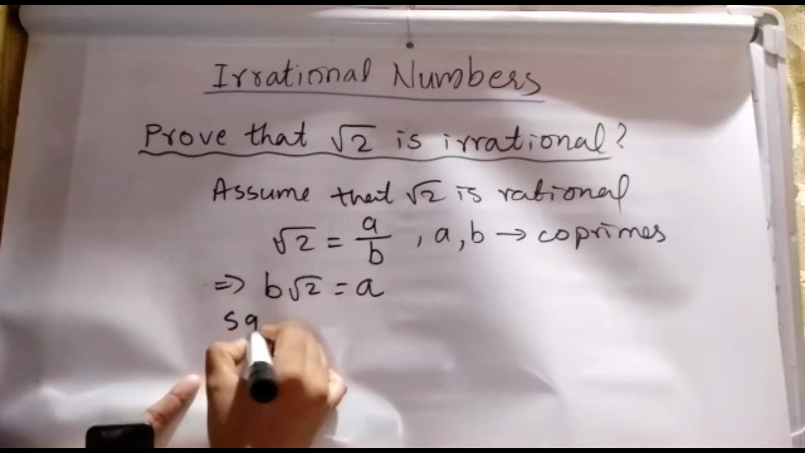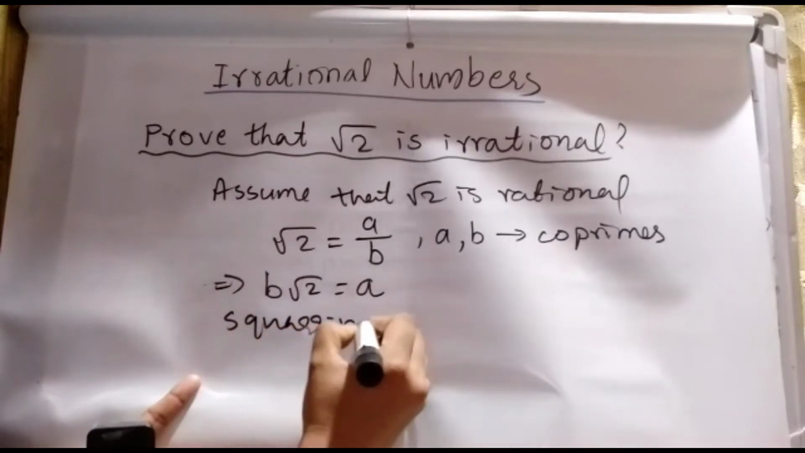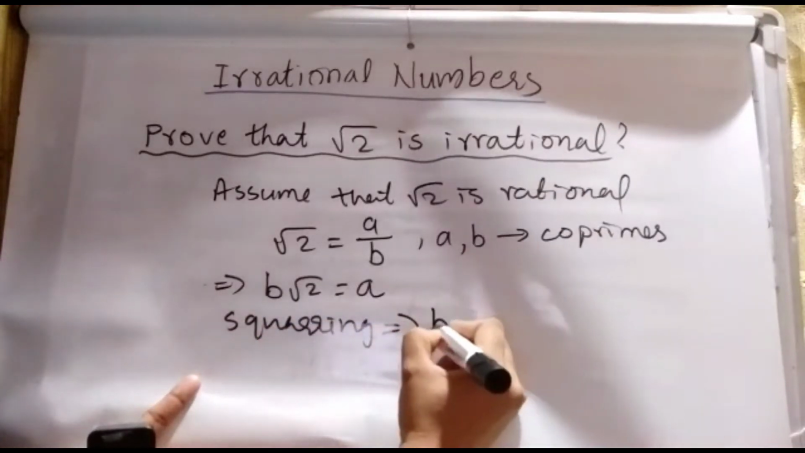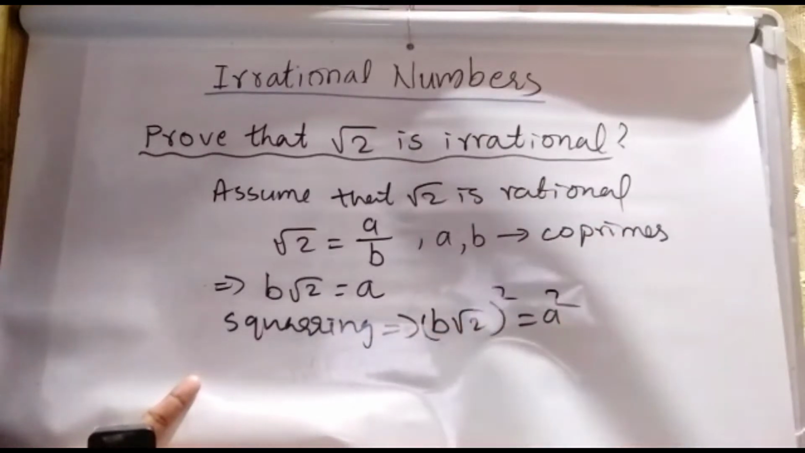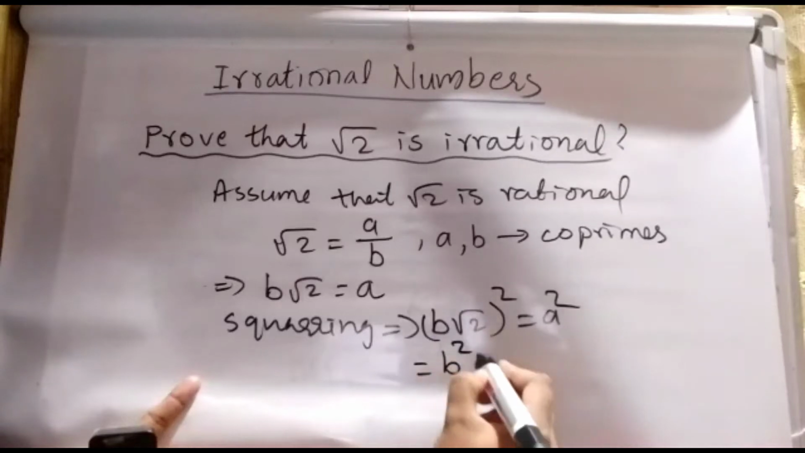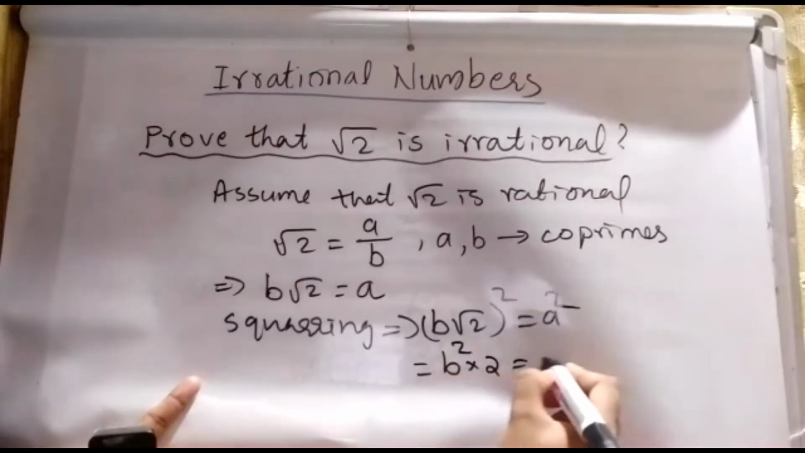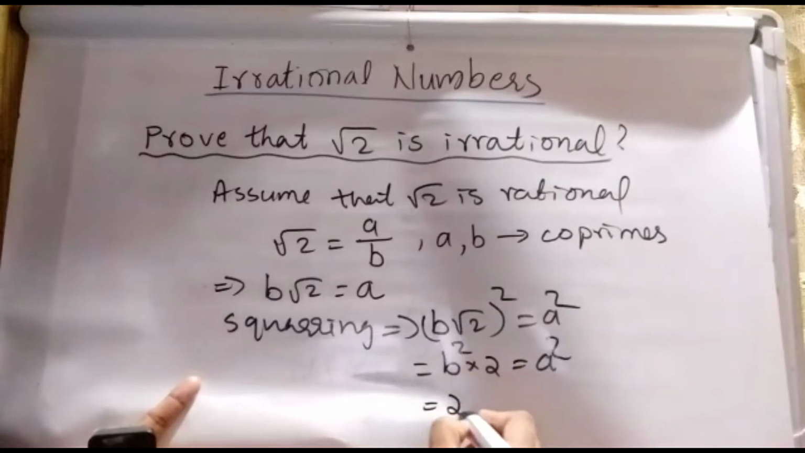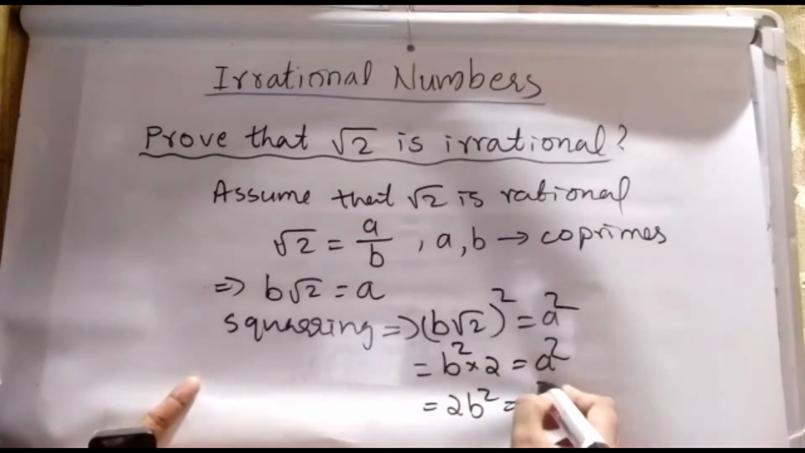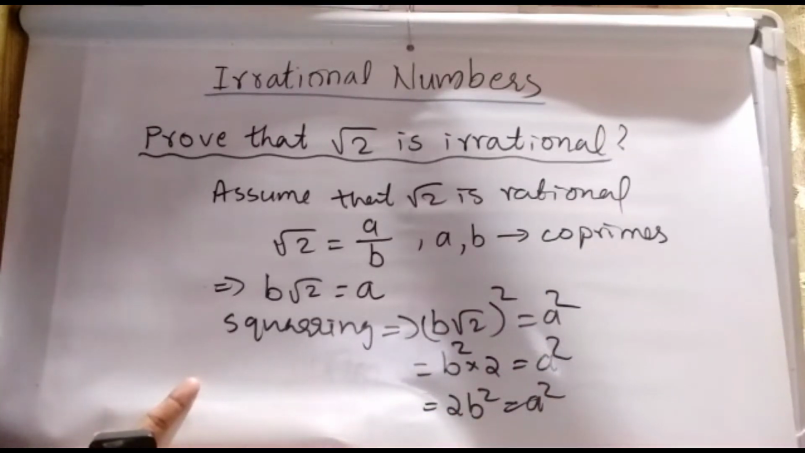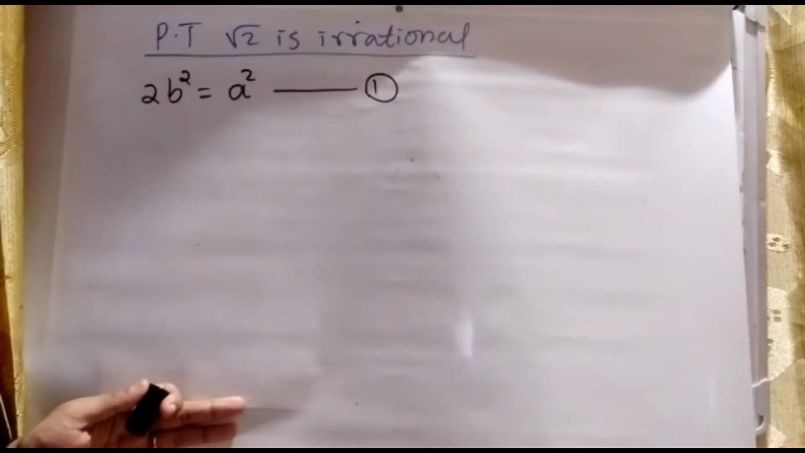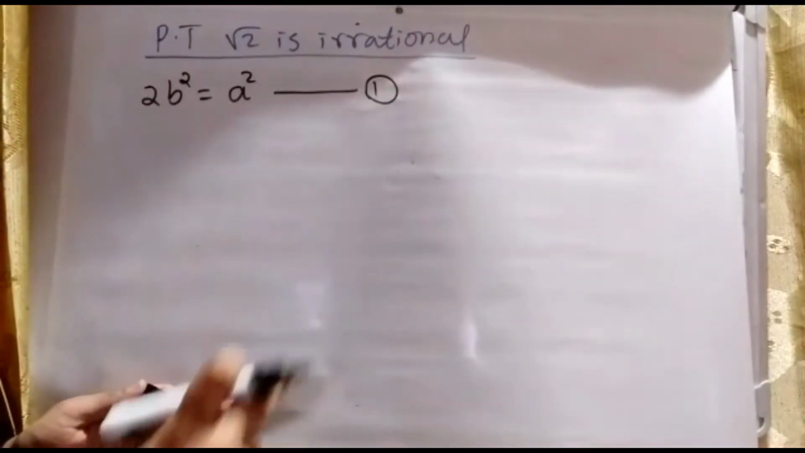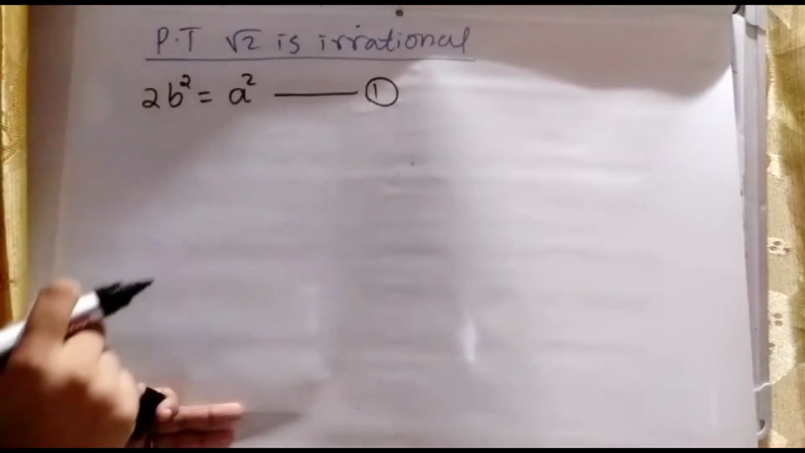So squaring, (b√2)² = a². Clear? That means b² into 2 = a², or 2b² = a². Clear? Okay, dear children. So 2b² = a². This is equation number 1.